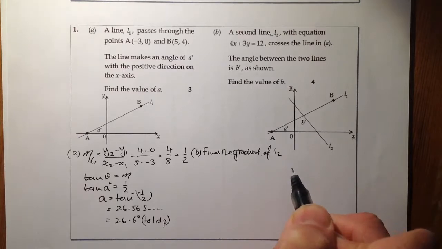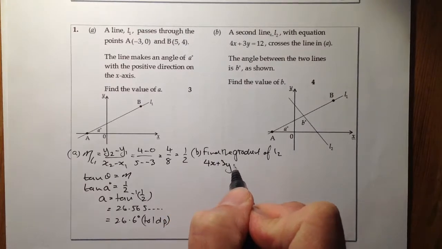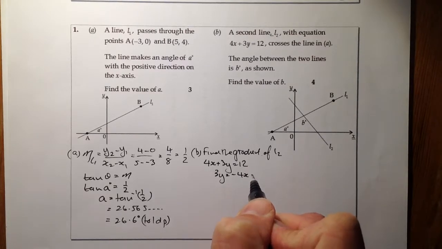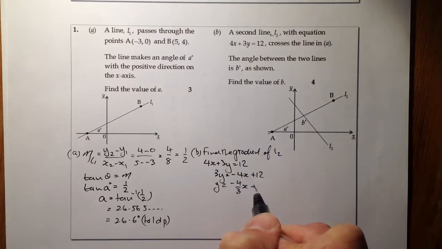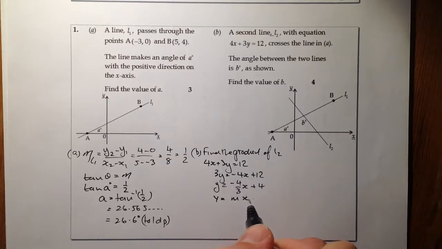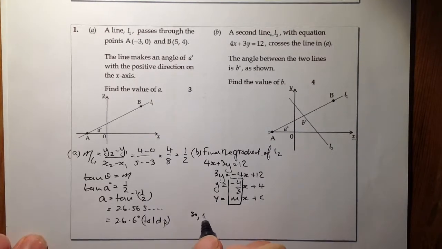First of all, find the gradient of line 2. Starting with the equation we're given, 4x plus 3y equals 12. Let's flip over the 4x. That gives minus 4x plus 12, and then divide throughout by 3. So it'll be y equals minus 4 over 3x plus 4. We know that's in the form y equals mx plus c, and all I'm interested in is the gradient. So the gradient of L2 is equal to minus 4 over 3.